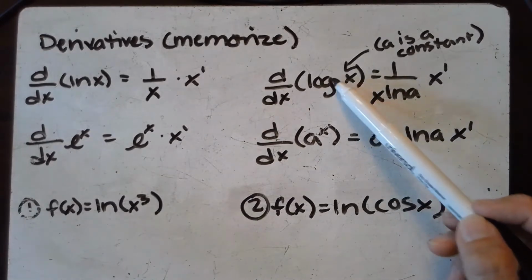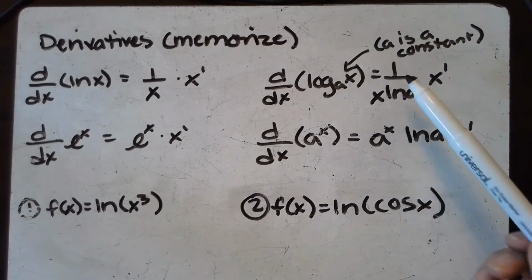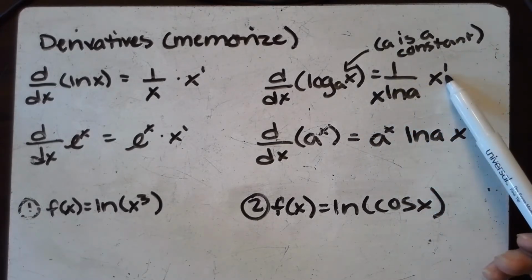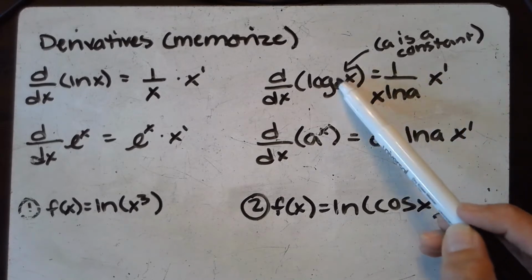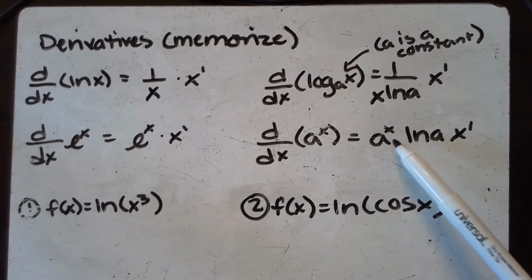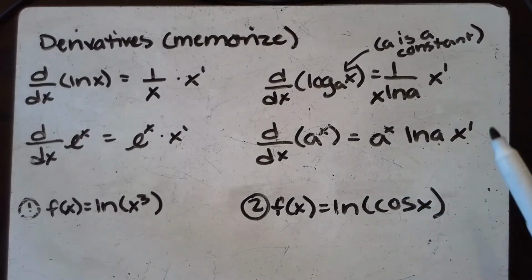Here, log base a of x, a is a constant, just remember that. Okay, its derivative is 1 over x ln a times the derivative of whatever's sitting here beside the log. And a to the x. The derivative is a to the x ln a, and then times the derivative of whatever that x is.